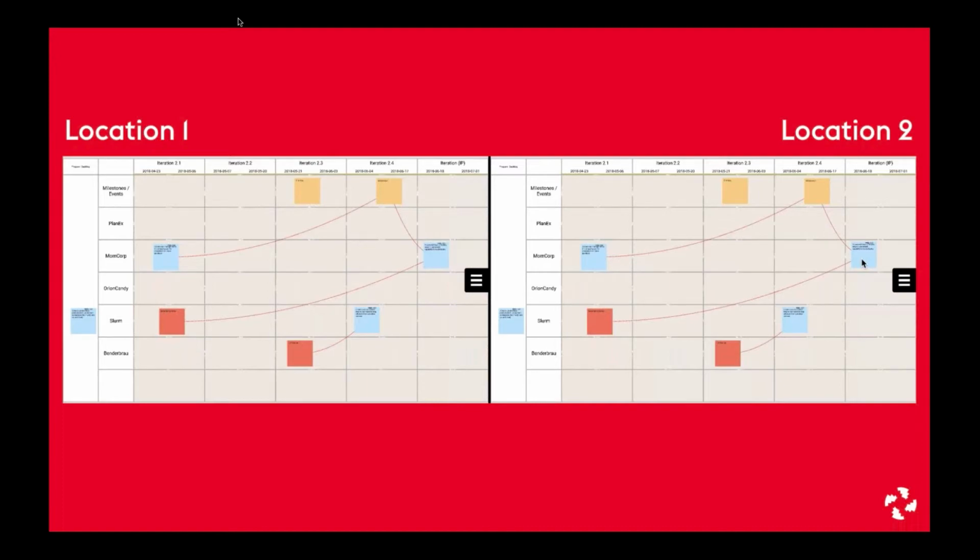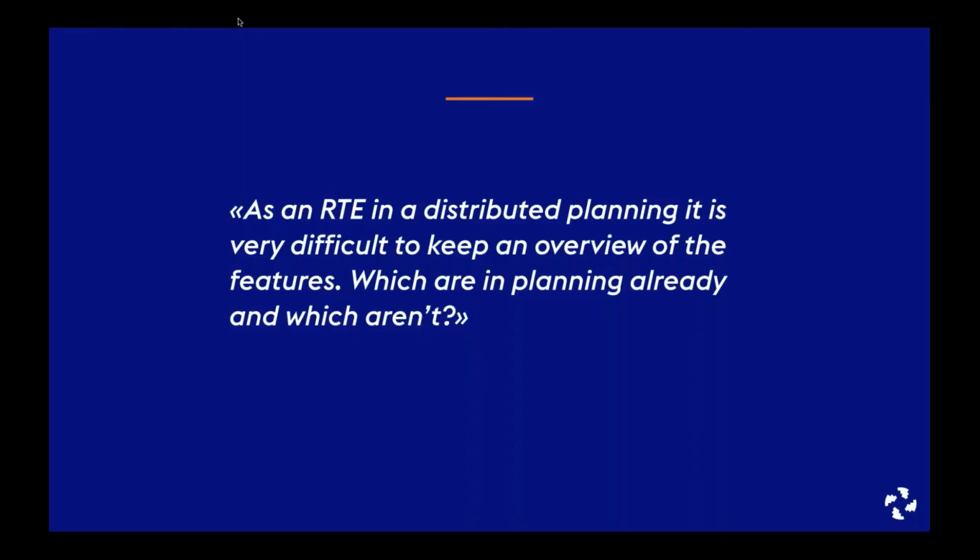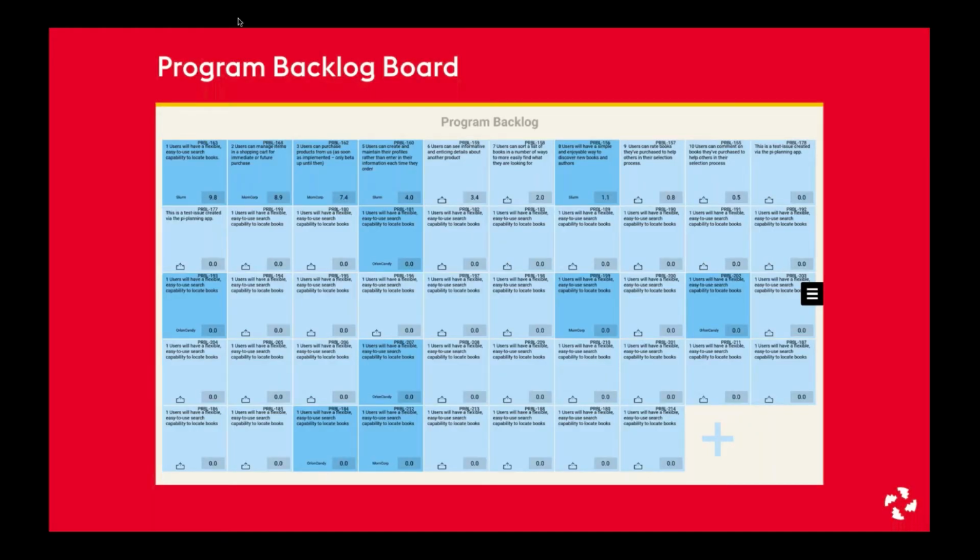Another customer feedback was, as an RTE in a distributed planning, it is very difficult to keep an overview of the features which are in planning already and which aren't. If you have more than the top 10 features recommended by SAFe, which is almost always the case in ARTs I've seen, it's really hard to manage the features. So we developed the program backlog board, which is prioritized by the WSJF value. Now, if one team picks a feature from this board, the color instantly changes, so you have a good overview of which features are in planning already.